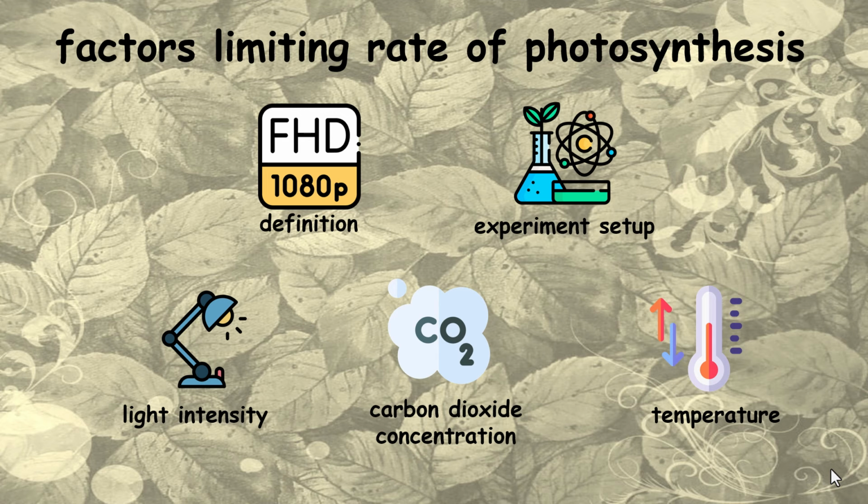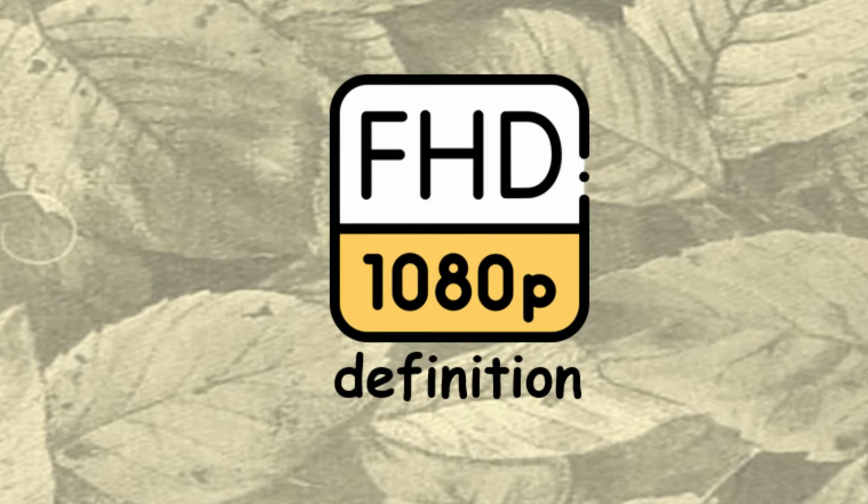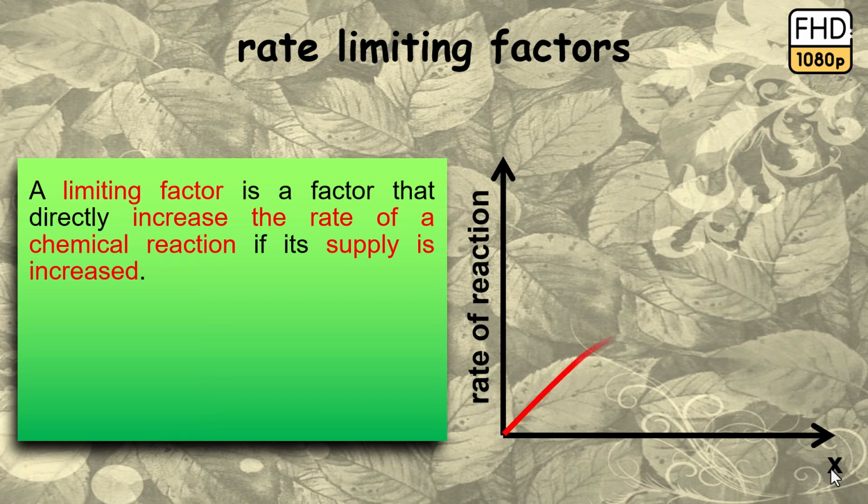What is a rate-limiting factor? The definition. A rate-limiting factor is a factor that directly speeds up a chemical reaction when the supply of that factor increases. For illustration purposes at the start, an increase in X will result in an increase in the rate of reaction, so X is a limiting factor.